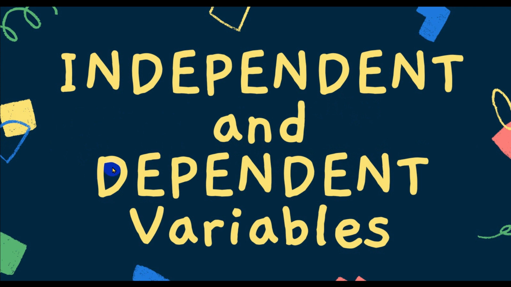Ito yung mangyayari kapag ginawa natin yung independent variable or kapag may ginalaw tayo sa independent variable, automatically magbabago si dependent variable. So, for mathematics, independent variables are the input or the domain, while the dependent variables are the range or the outcome. So, that's all for this video.